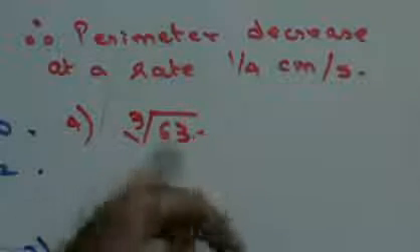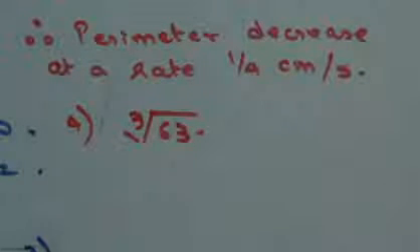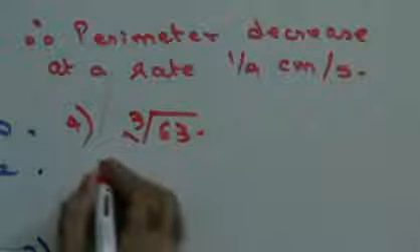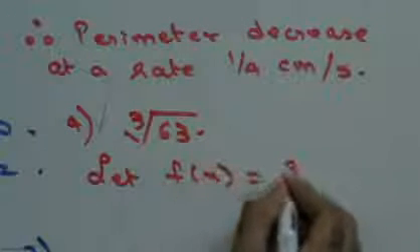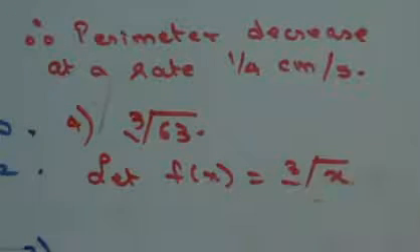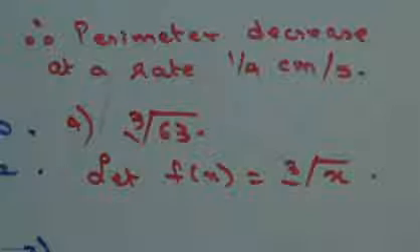Now, whatever value they ask you to find out, you will assume that as x. They've asked you to find out the value of 63. Leaving the function aside, they've asked you to find the value of 63. You will assume 63 to be x. So you will say let f of x be equal to cube root of x.